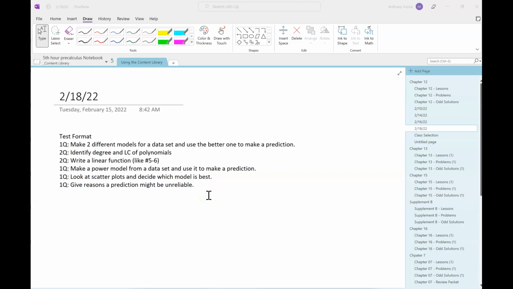Again, this should be pretty straightforward. I mean, most of this just comes down to using your calculator, right? It would probably be a good idea to put on your half sheet the instructions on what to do with your calculator. But, you know, it's your half sheet. You put on there what you want.